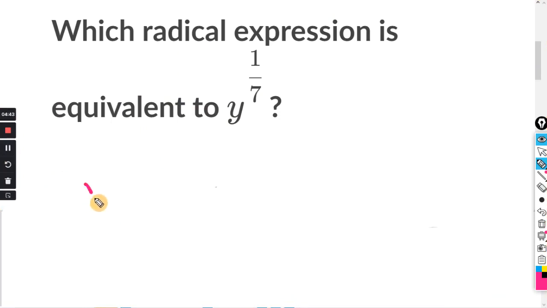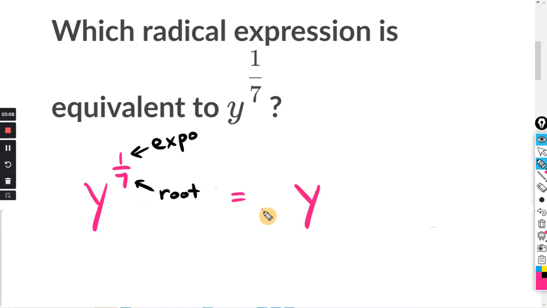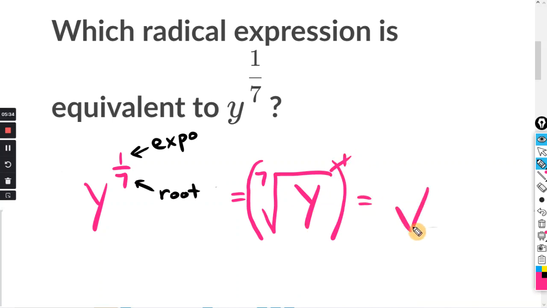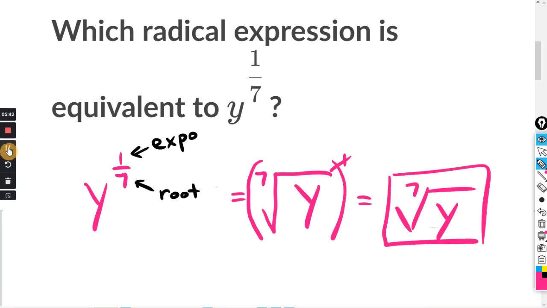Here we have y to the 1/7. And we said for the fractional exponent, the numerator is going to be the new exponent, and the denominator is going to be the root. So we keep the y. We put it under the radical symbol. The root is 7, so right outside of the radical symbol, it's a 7. And that whole thing is raised to the first power. You can put it there, or you can put it right there. But the truth is, when it's raised to the first power, you can just leave it out or omit. So we don't need the first power. We just have the 7th root of y. Answer B.